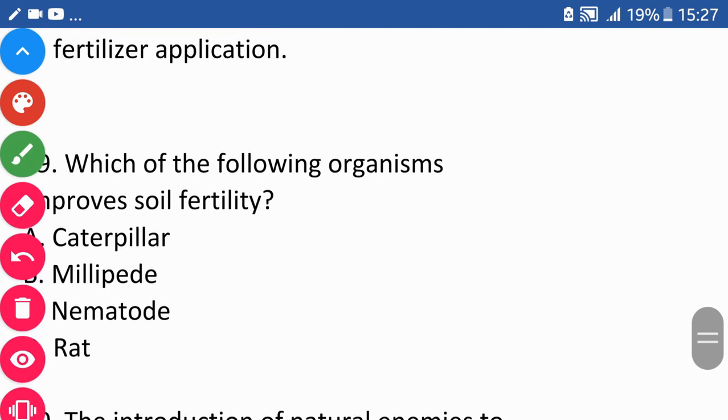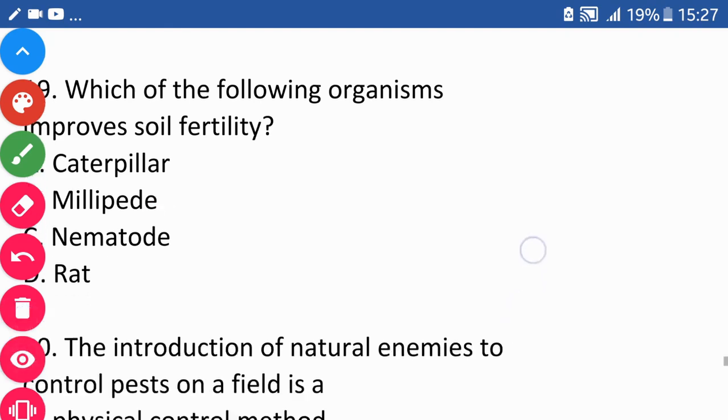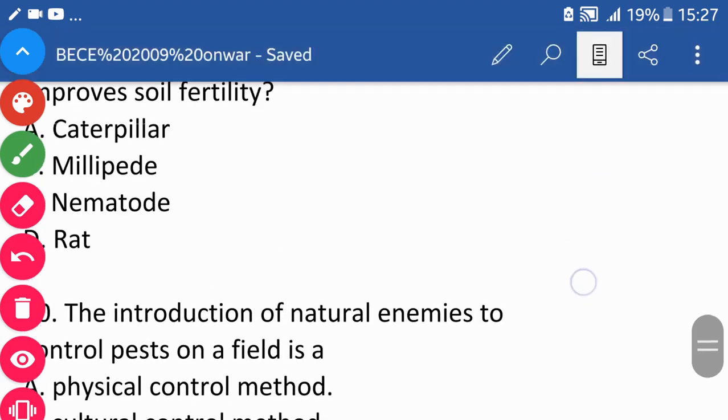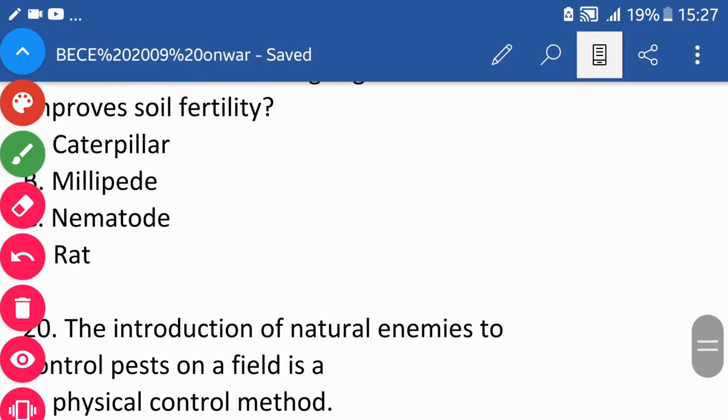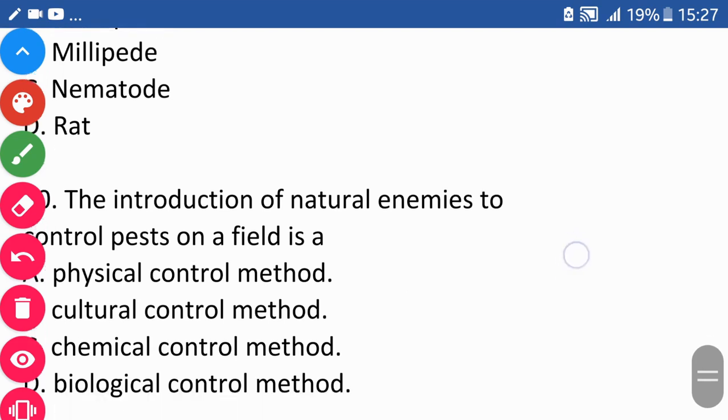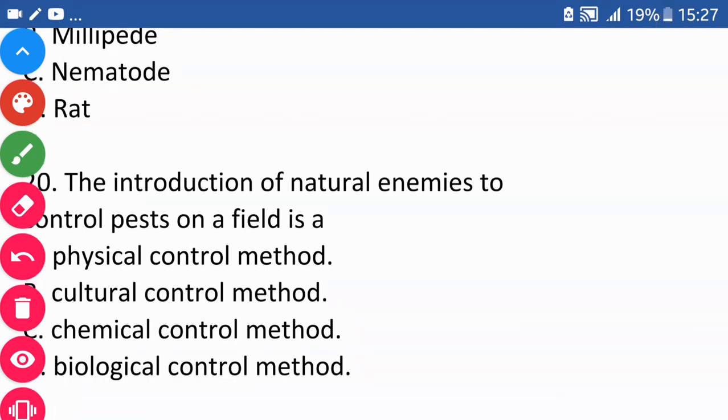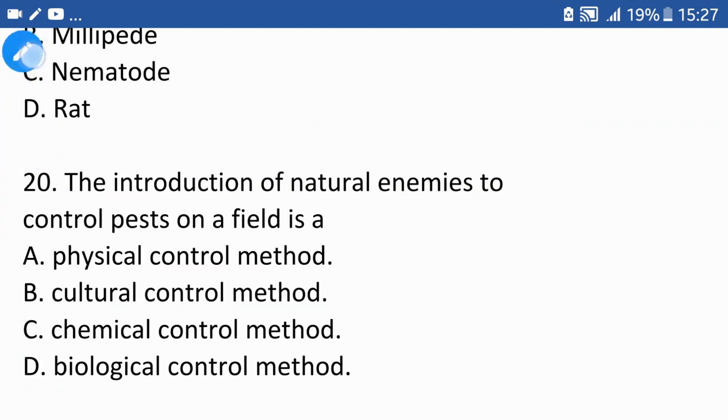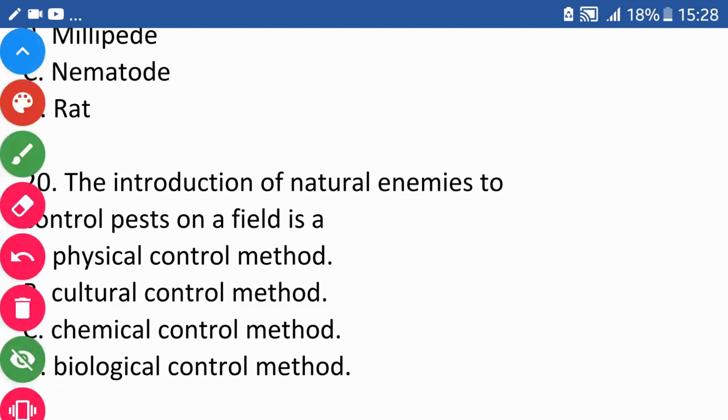Which of the following organisms improve soil fertility? It is the millipede. The millipede breaks down complex materials into organic matter. Introduction of natural enemies to control pests on a field is known as the biological control method. So D.